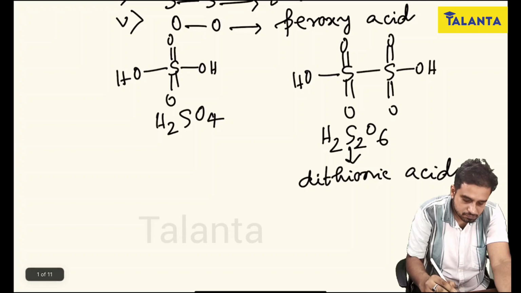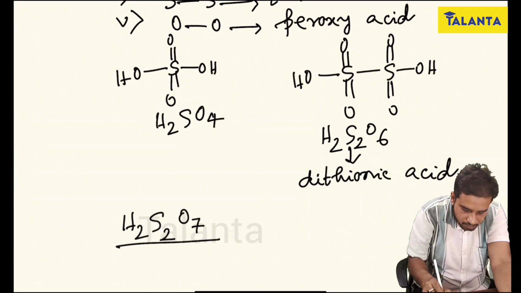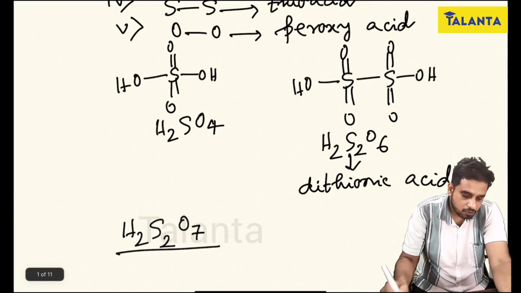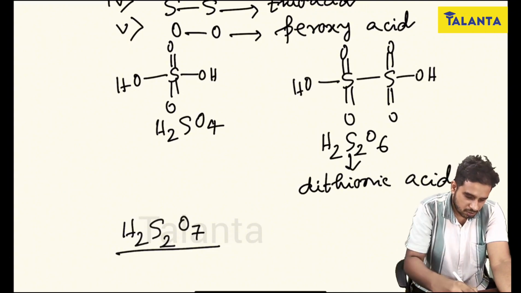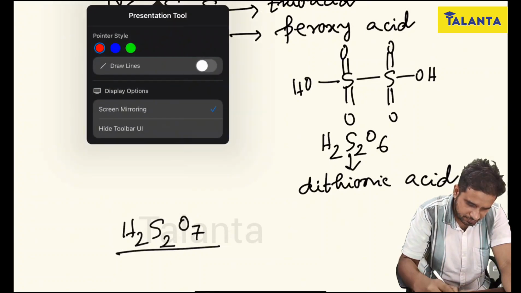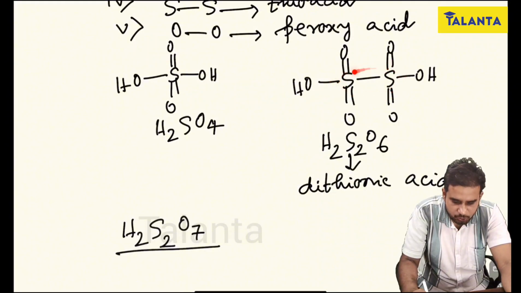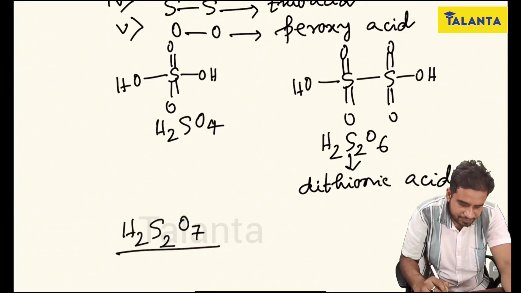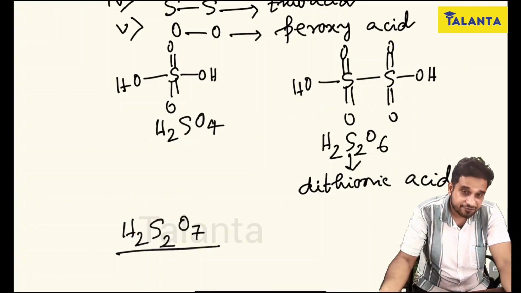Say H2S2O7, the structure of this oxoacid of sulfur. Naturally you can understand that in the reference structures, in one there is one sulfur atom and in the other two sulfur atoms are there. In the given molecular formula two sulfur atoms are there, so we have to think of its structure on the basis of these reference structures.